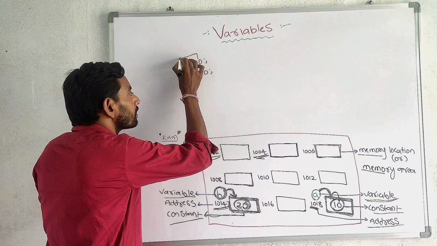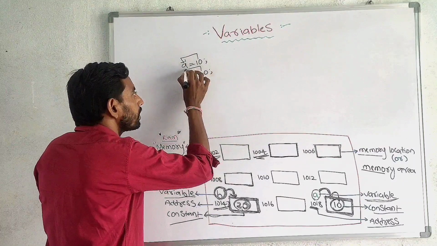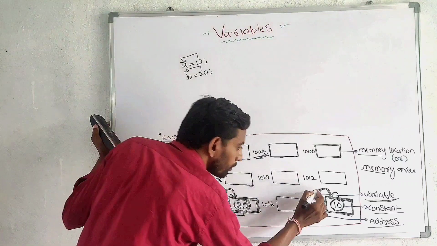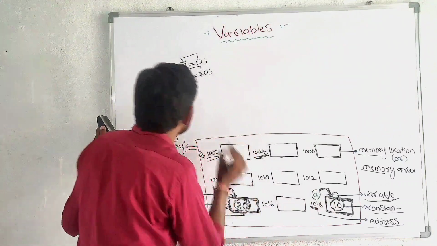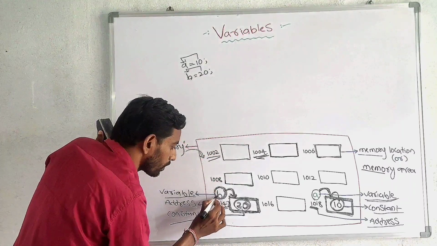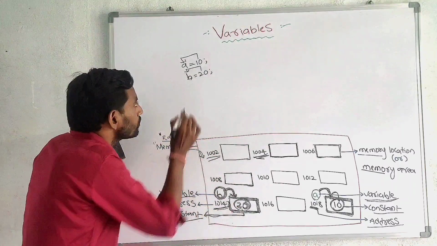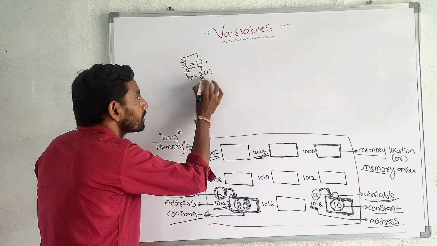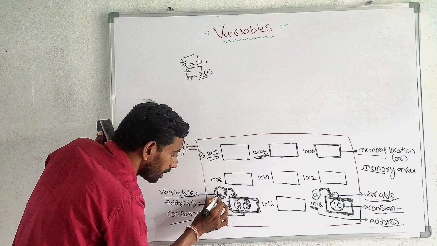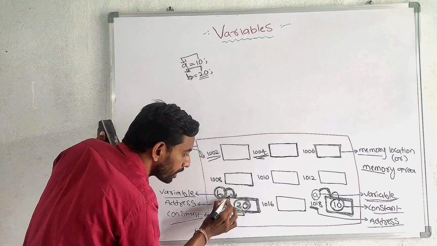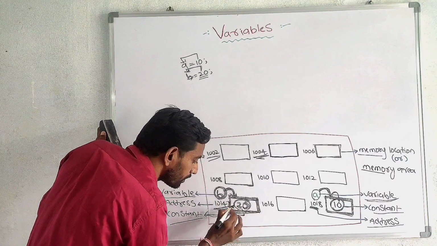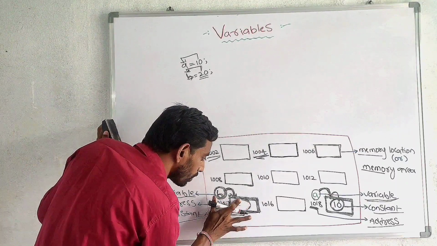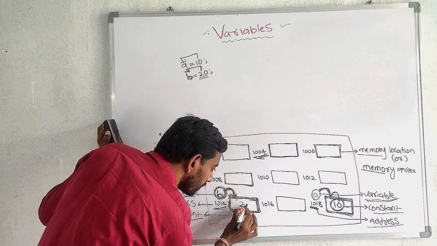10 is a constant that can be stored into the variable A. 20 is a constant that can be stored into the variable B. So A is a variable name given to this memory location, and B is a variable name given to this memory location. In variable B, we are storing the constant 20. In this memory area we are storing the value 20.